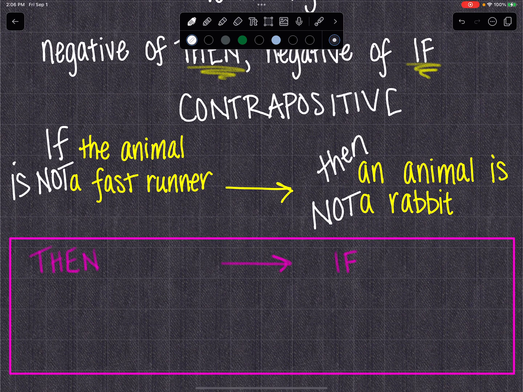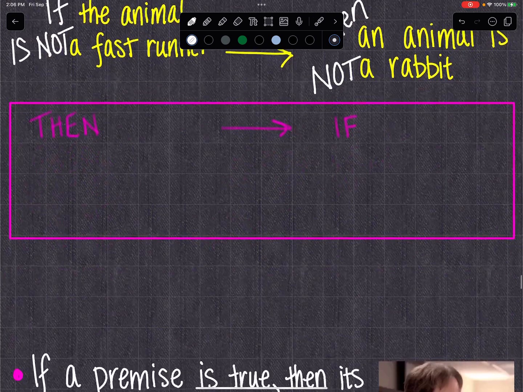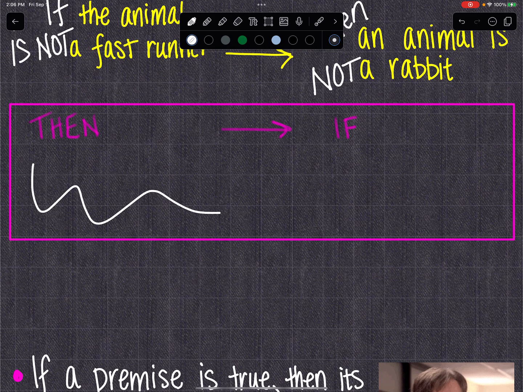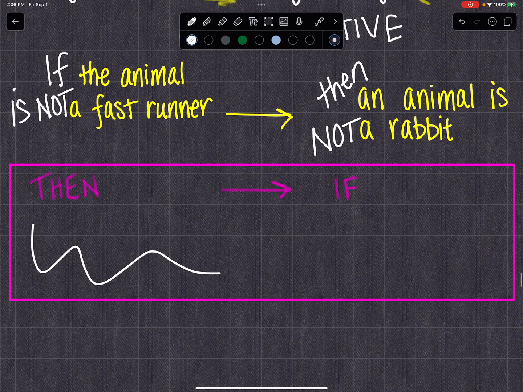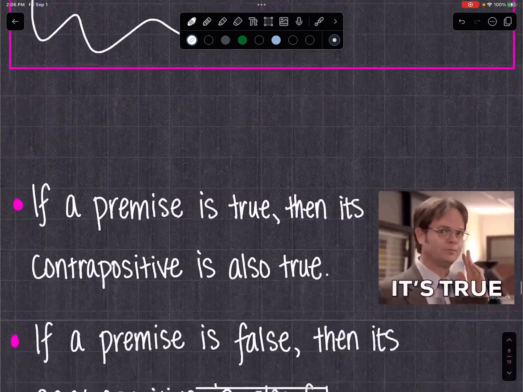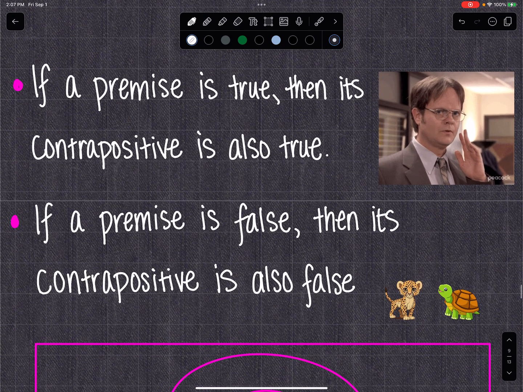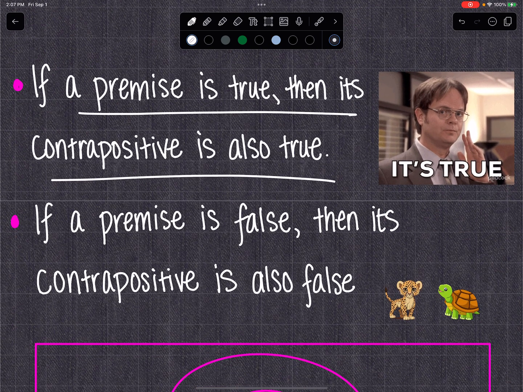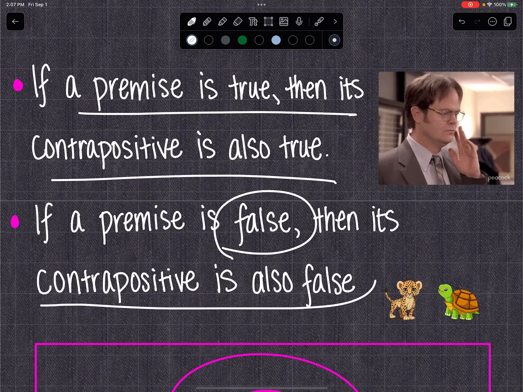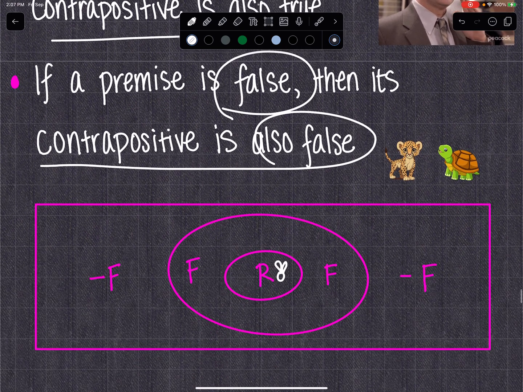of the previous statement. Okay, and it turns out that if the premise is true, the contrapositive is also true. And if the premise is false, its contrapositive is also false. And you can put a Venn diagram to show you. Oh, I should have written it here. Then I could compare both of them and say they're both true, but oh well. All right, this is what I just said. If a premise is true, then its contrapositive is true. If a premise is false, the contrapositive is false. You can use a Venn diagram to show you that.